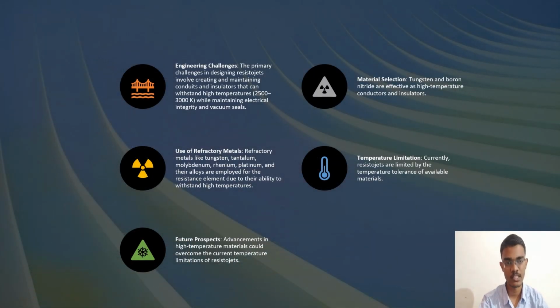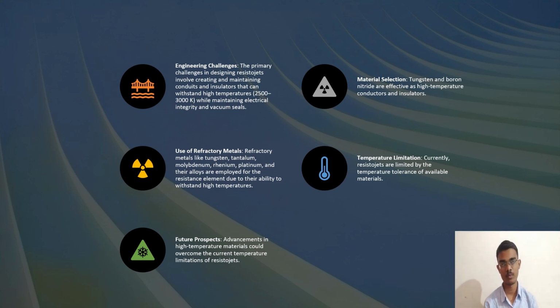Next, engineering challenges. The primary challenges in designing a resistojet involve creating and maintaining conduits and insulators that withstand the high temperature while maintaining the electrical integrity and vacuum seal. It is very important that our coil should be able to withstand the electrical load we are applying. It should not melt. Next is material selection. Tungsten and boron nitride are effective as high temperature conductors and insulators, so they can provide us a better amount of heat energy.